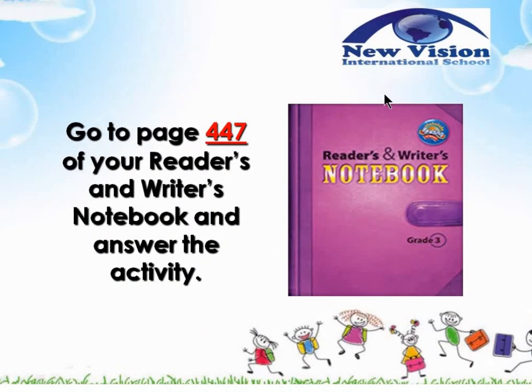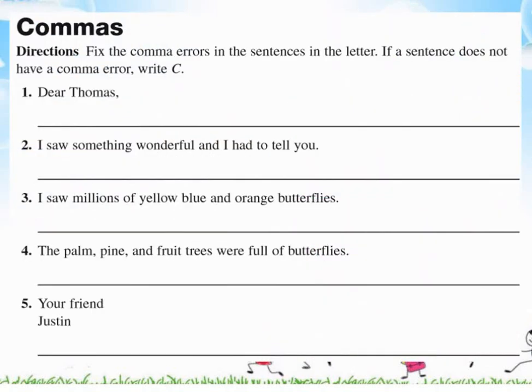We have another activities on 447 of your Readers and Writers Notebook. Directions. Fix the comma errors in the sentences in the letter. If a sentence does not have a comma error, write C. It means the sentence is correct. The first one, Dear Thomas, and it has comma. This is the greeting. Do we need to change something? No need because it is already correct. So just write the letter C.